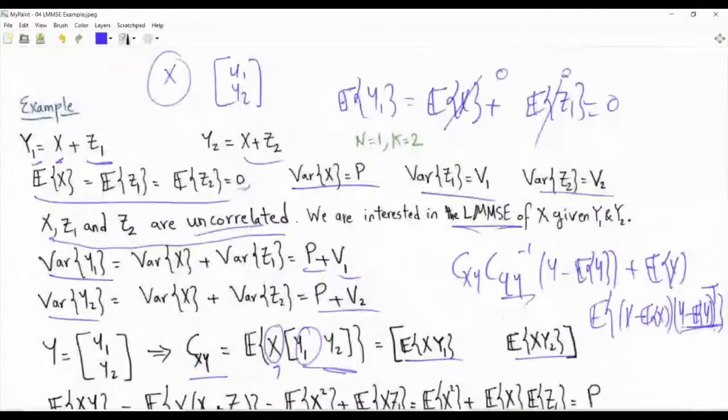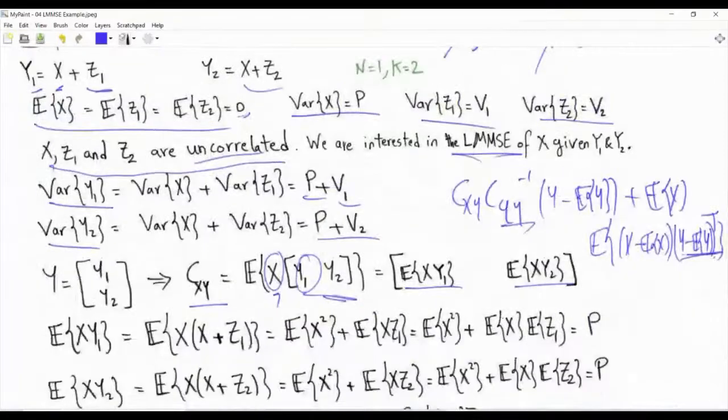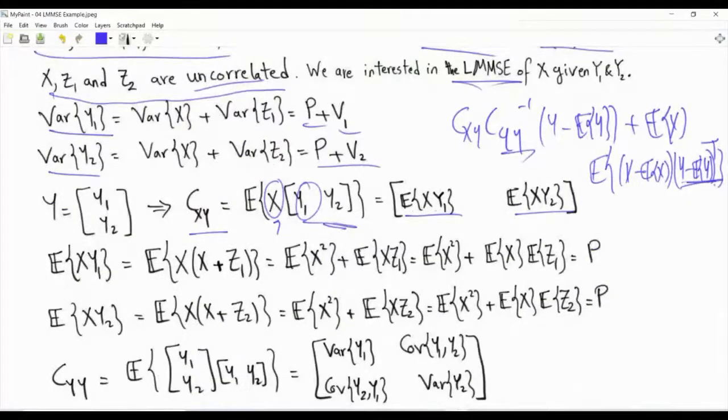Again, since these things are not directly mentioned in the problem statement, it means that you can compute them. So how can we compute the expectation of x y1? Well, take y1 and write it down in terms of its expression, which is x plus z1. So this becomes the expectation of x squared plus the expectation of x z1. The expectation of x squared, because x is zero mean, is the variance of x, which by the problem statement is p.